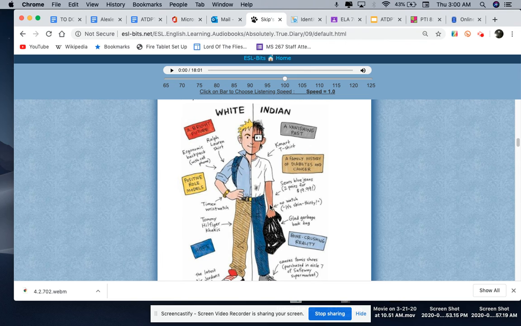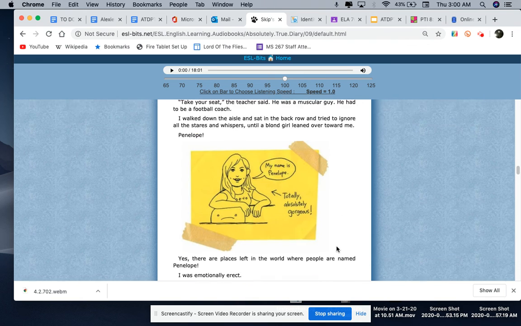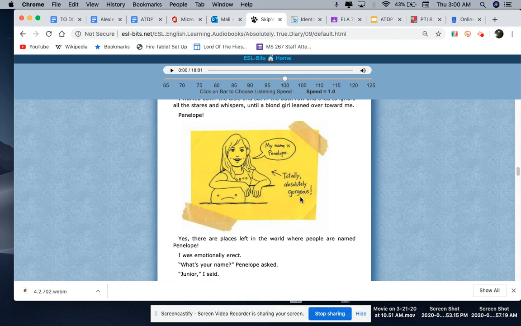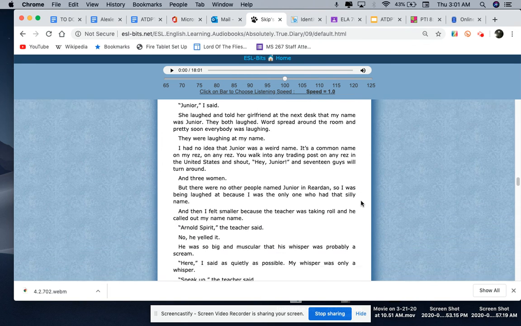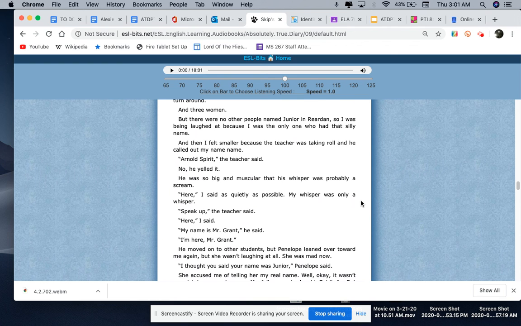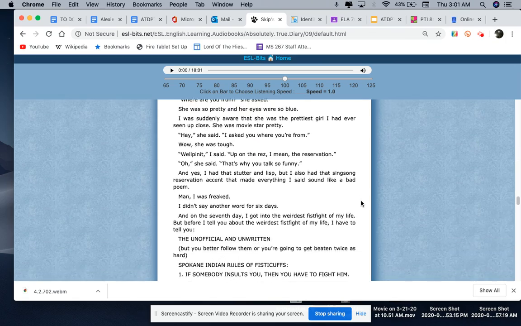In the Padlet today, you're going to be talking about this illustration, so I want you to pay close attention to that. And we're also going to be talking about Penelope and how she's totally, absolutely gorgeous. And what do you think that means for Junior, how she treats him, how he feels about himself. And we're just going to be talking about how all these different groups of people, well, basically two groups of people, right, at this point, are viewing each other and how they're relating to each other.